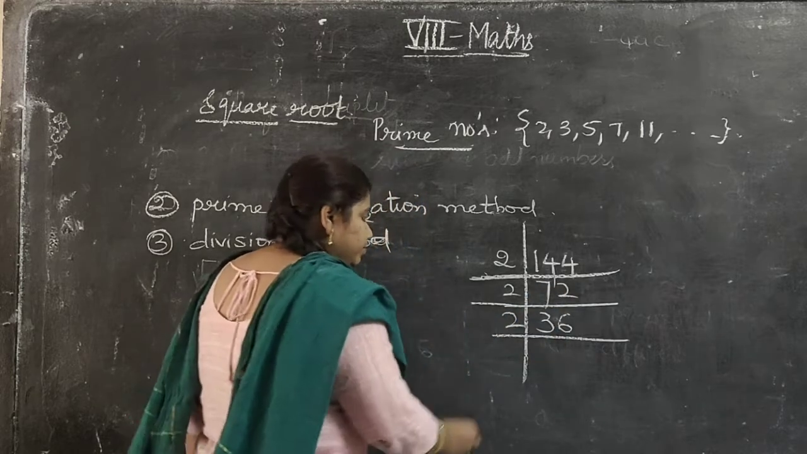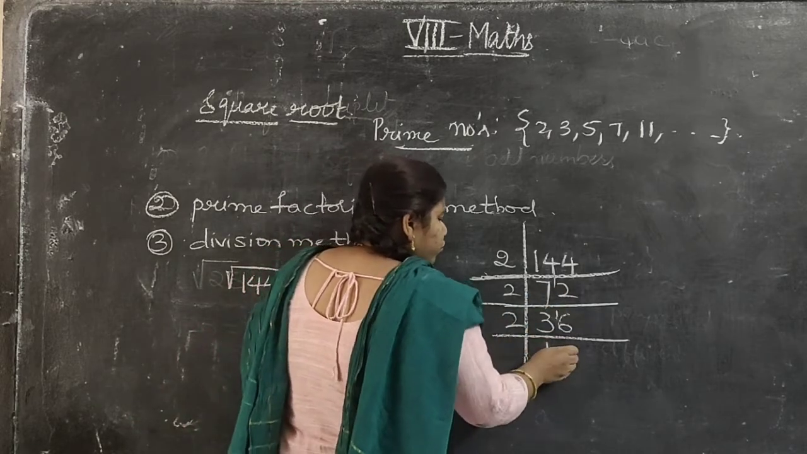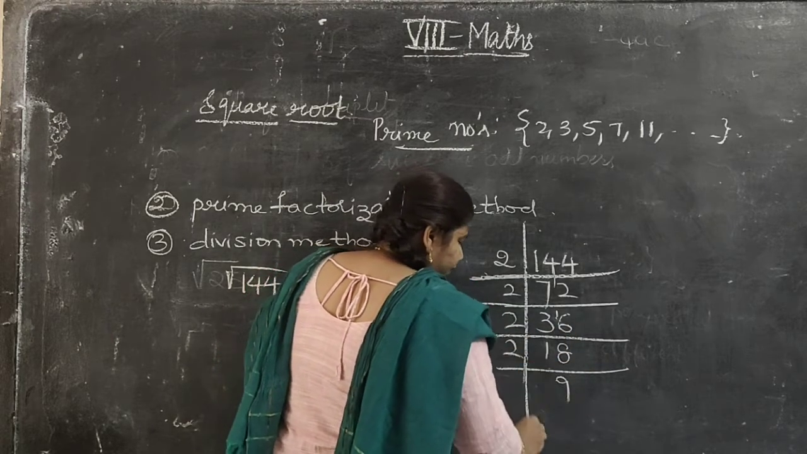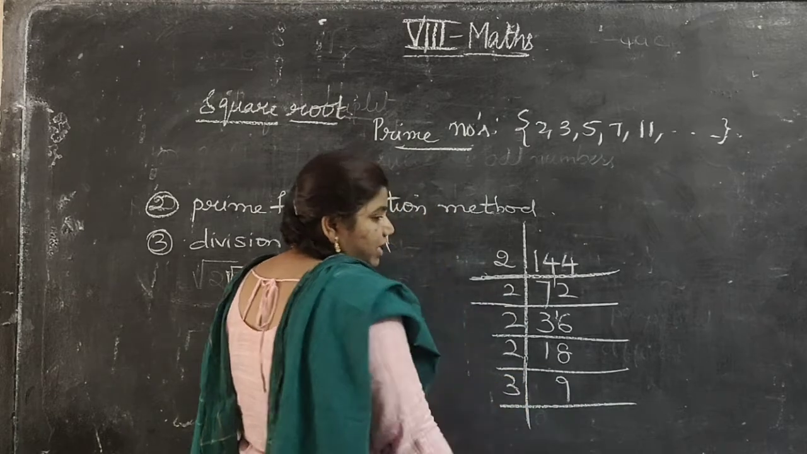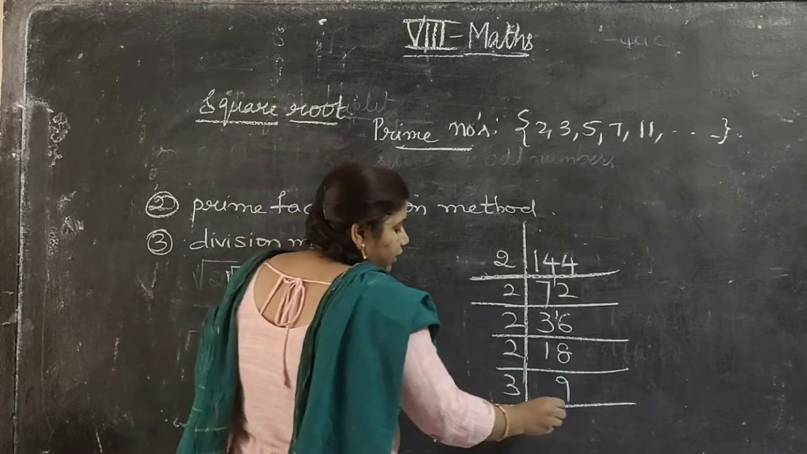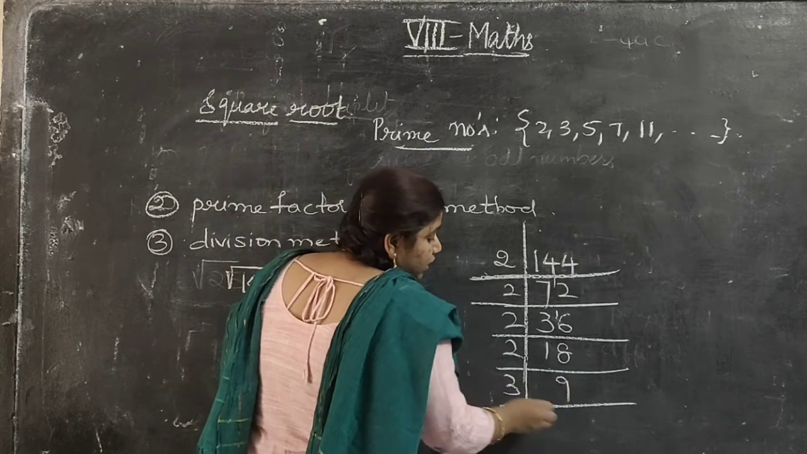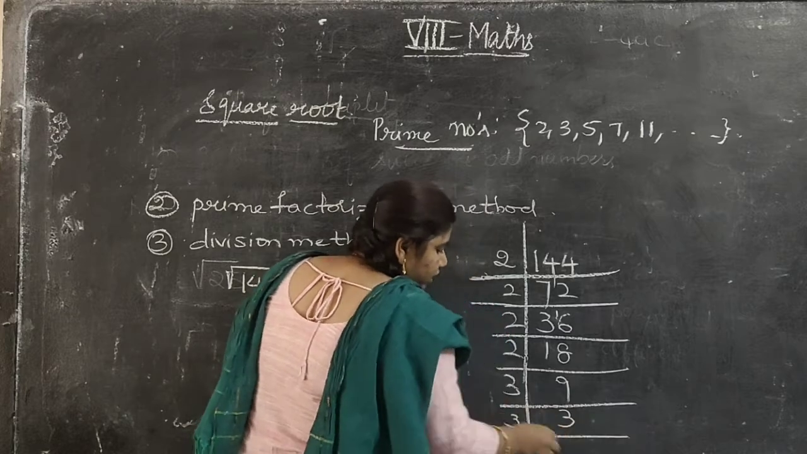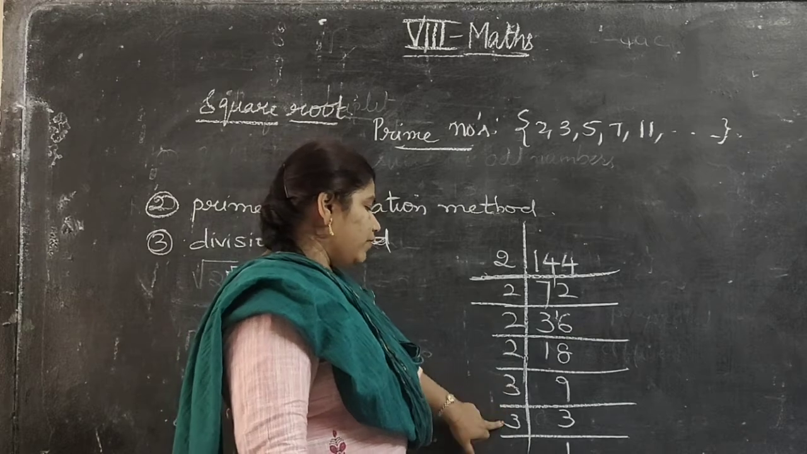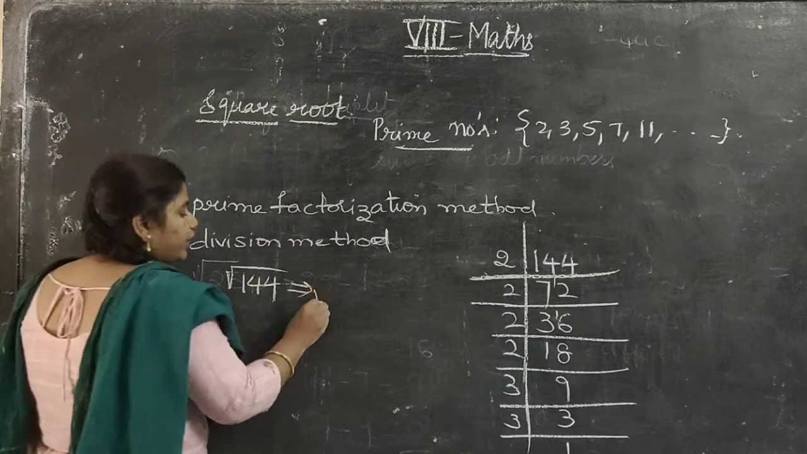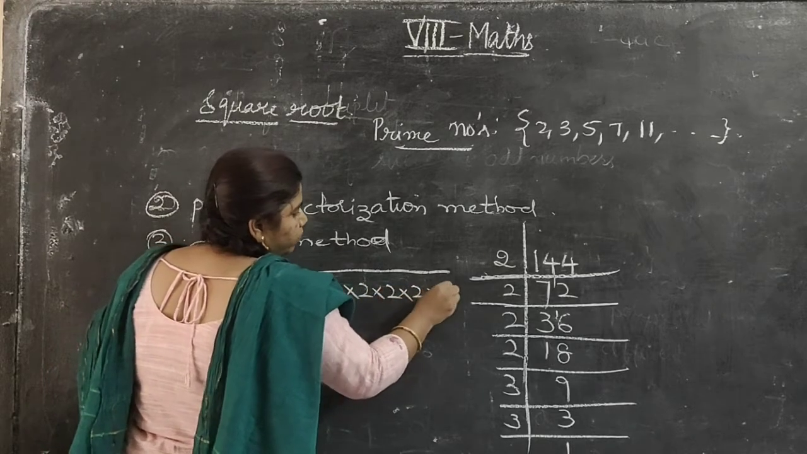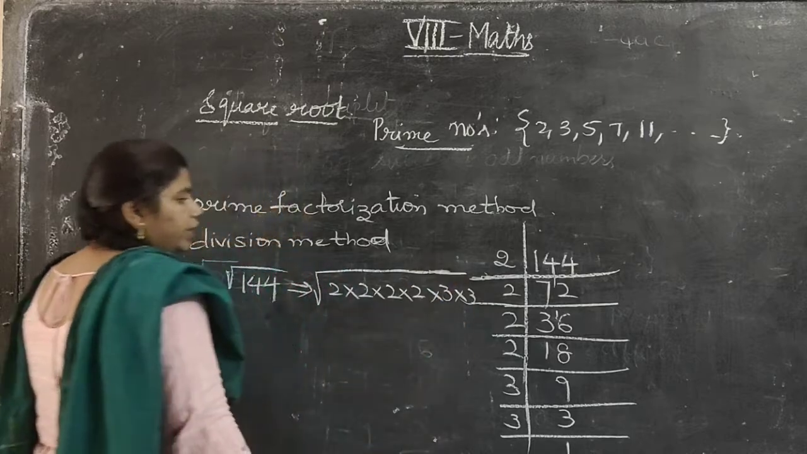Again I am using 2 here. 2 ones are 2, 2 eights are 16. That is 2 eighteens are 36. 2 nines are 18. So 9 will go in the 3 table. 3 is a prime number. We should not take 9 because 9 is a composite number here. 3 threes are 9. 3 ones are 3. So how many 2s did you get? 1, 2, 3, 4, and 3s we have only 2 times. So this 144 you can write in the form of 2 into 2 into 2 into 2 into 3 into 3.